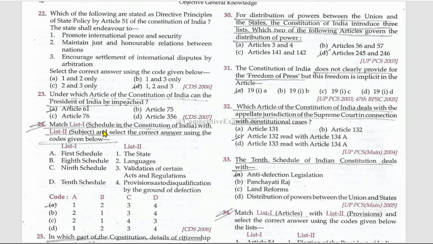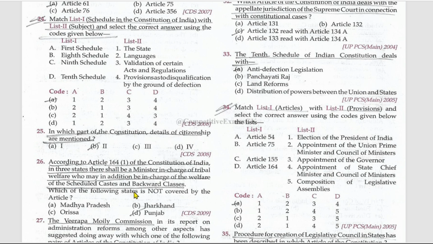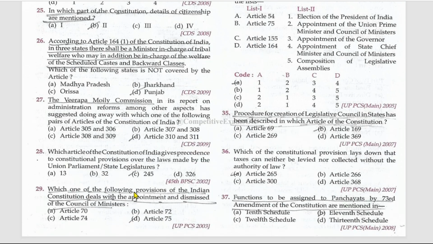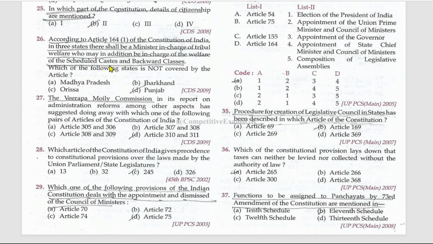Matching list 1, schedule of the Constitution of India, and list 2, subject. First Schedule, the states. Eighth Schedule, languages. Ninth Schedule, validation of certain acts and regulations. Tenth Schedule, provisions as to disqualification on the ground of defection. In which part of the Constitution are details of citizenship mentioned? In Part 2.